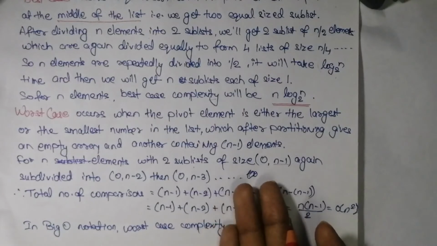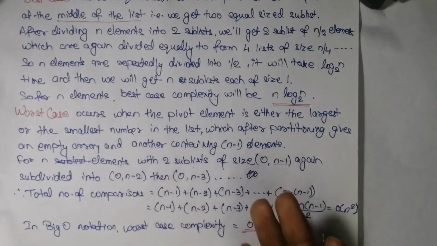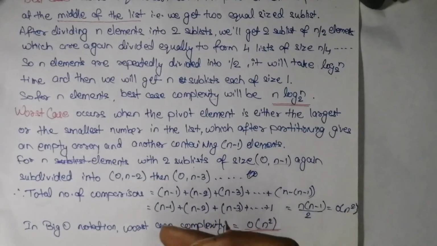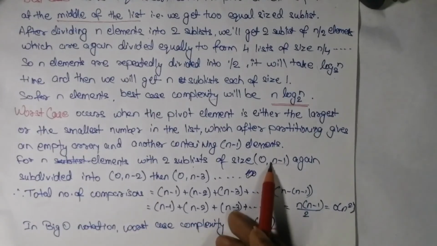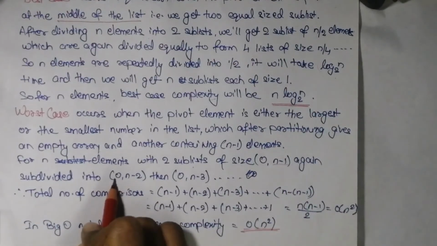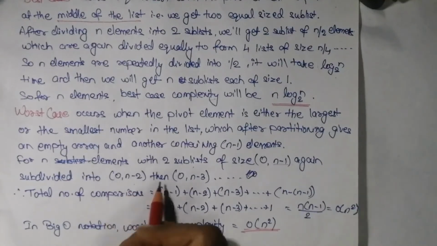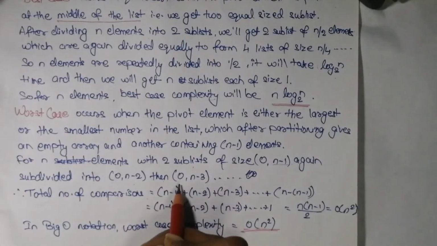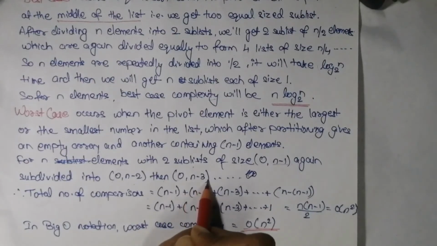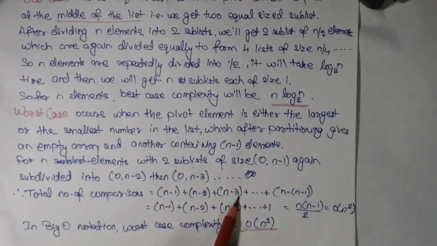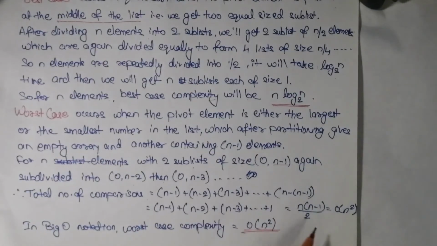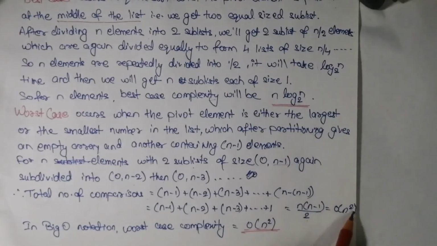Now, if the array is in reverse sorted order, that means if we want to sort the array in ascending order and the array is inputted in descending order, then when we again subdivide this list, we will get again two sublists, one of size 0 and another of size n-2. Similarly, after subdividing again, we will get two sublists, one of size 0 and another of size n-3. So in this case, we will get the total number of comparisons as n-1 plus n-2 plus n-3 up to 1. So this will give us n into n-1 by 2, and this equals order of n square.